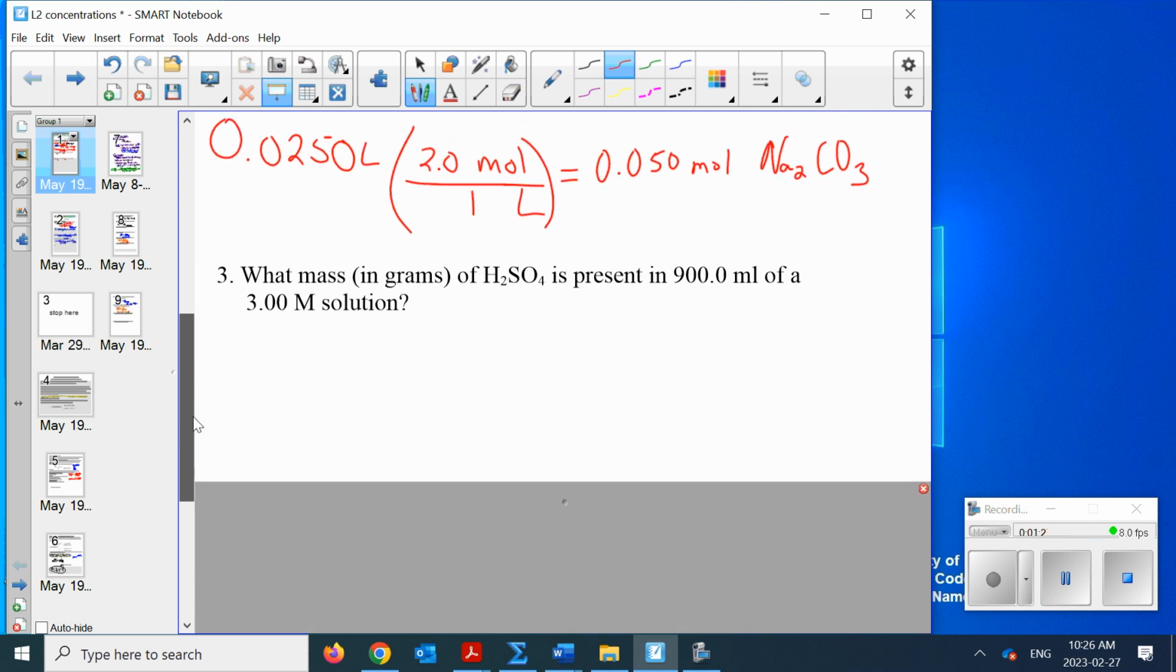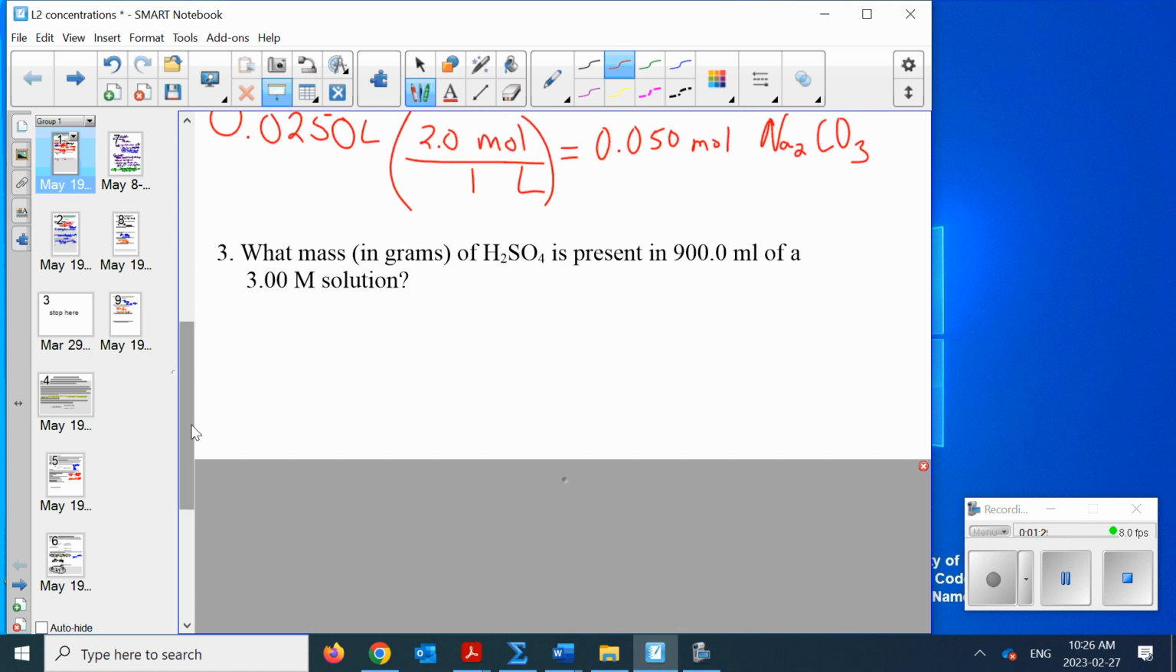Away we go. What mass in grams of sulfuric acid is present in 900 mils of a 3 moles per liter solution? So I think you guys already see what we're doing. Right off the bat, I see this, and you can do this in your head, or write it out explicitly: that many liters. And this big M means moles per liter. So I'm going to use it as moles per liter. I'm going to start with the volume. Always start with a single item.